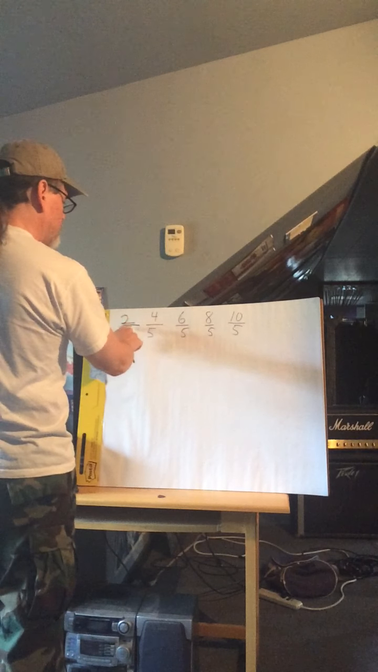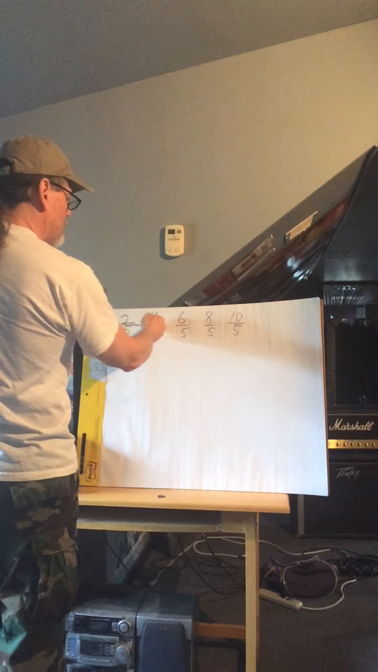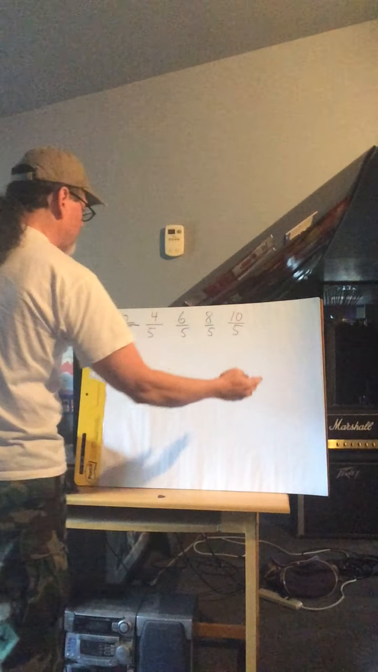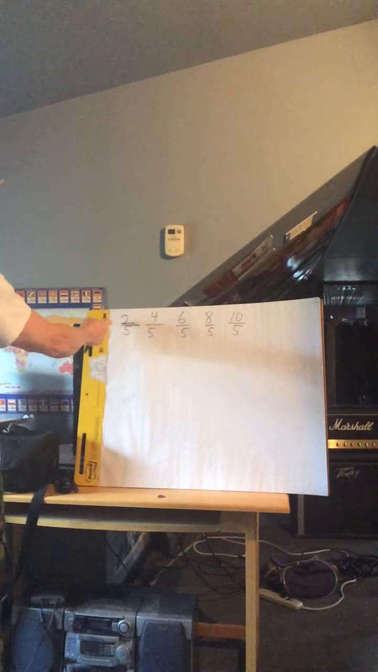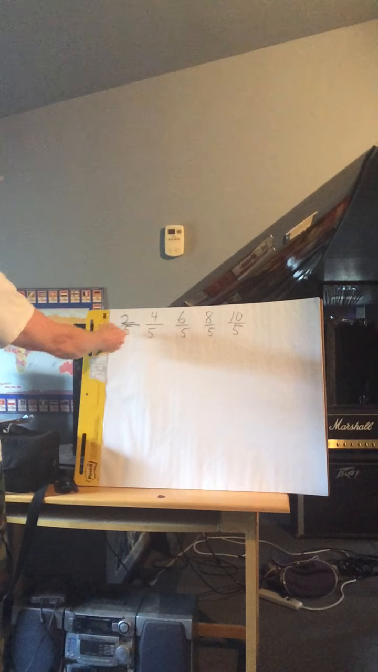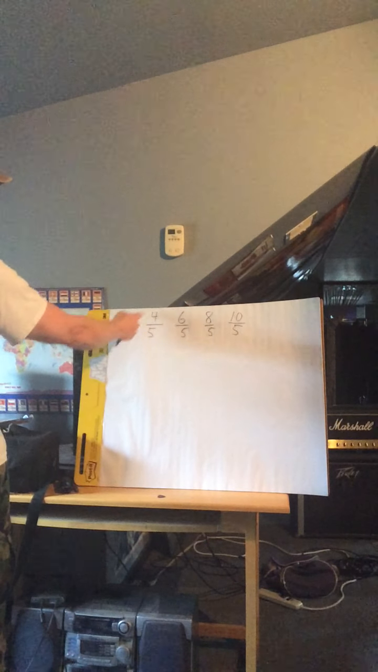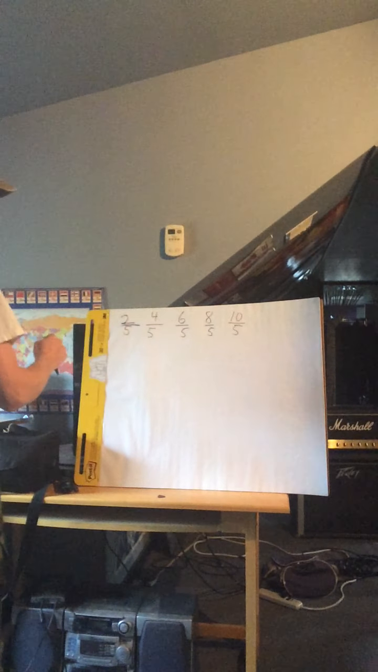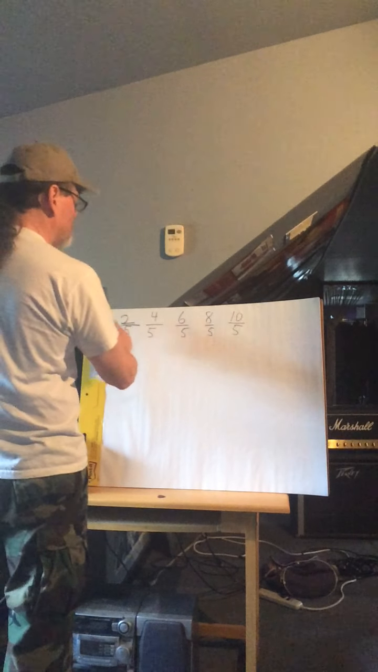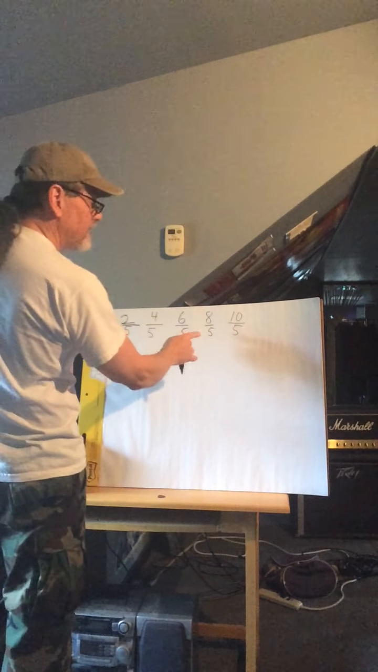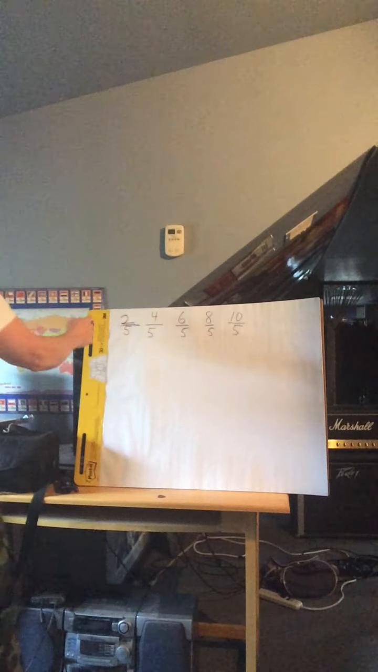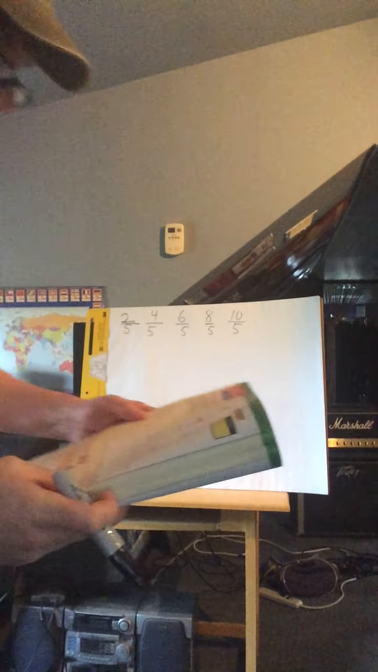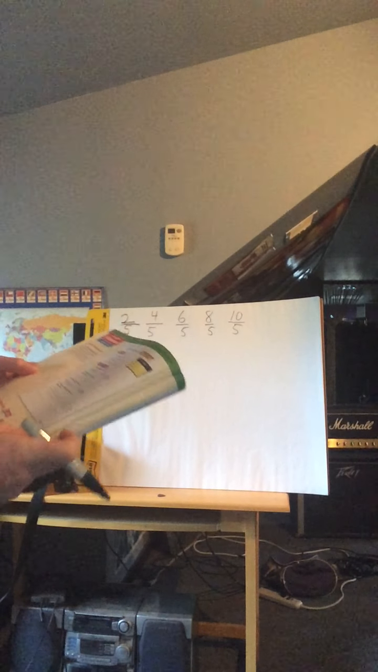And then we have 2/5, 4/5, 6/5, 8/5, and 10/5. And basically what we're doing, 1 times 2/5 is 2/5. 2 times 2/5, 4/5. 3 times 2/5, 6/5. 4 times 2/5, 8/5. And finally, 5 times 2/5 would give us 10/5. Those are our multiples. Okay, the next one was 5/6.